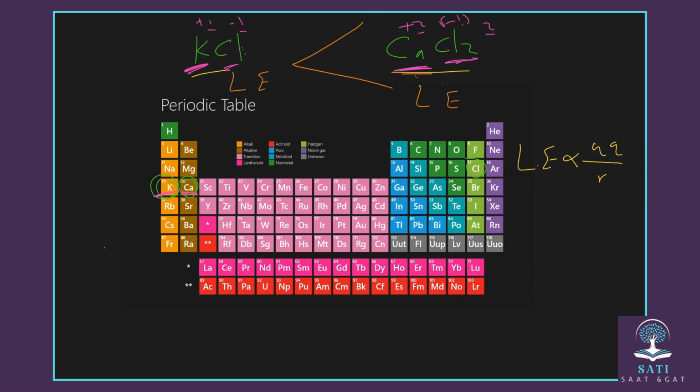Again, lattice energy has two factors that we need to memorize. It increases with the smaller size of atoms in ionic compounds. And also it increases with the increase of the charges of the ionic compounds. Okay, we're going to take another example.